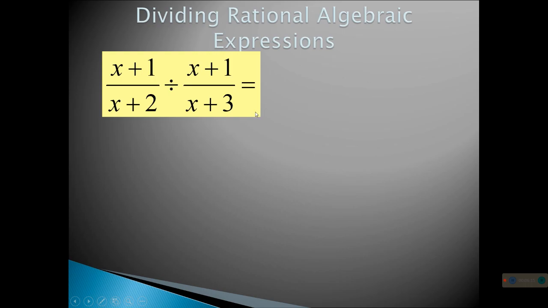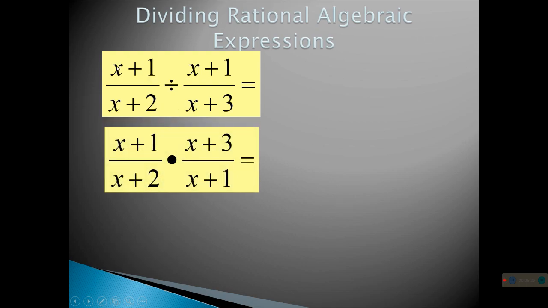I have here (x plus 1) over (x plus 2) divided by (x plus 1) over (x plus 3). Okay. So, just like what we have done, you are going to copy the first fraction, and then flip the second fraction. So that's why we have here (x plus 3) over (x plus 1). Then again, change the division sign to a multiplication sign.